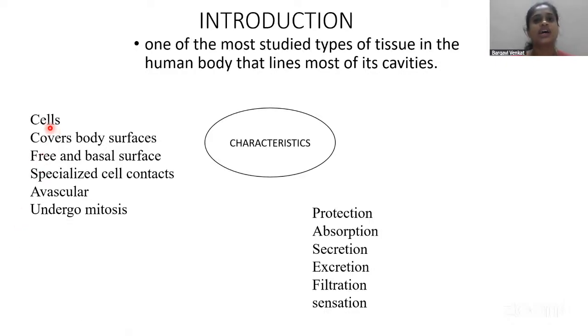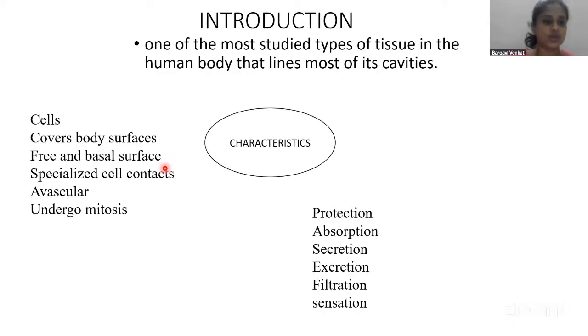These are jam-packed epithelial cells that are arranged in various layers. It covers the body surfaces. It is going to cover your entire cavity or your body surfaces, and protect them. It has two surfaces, that is your free and your basal surface. I'll talk about that in the upcoming slides. They also have specialized cell contacts. I'll explain that in the next slide.